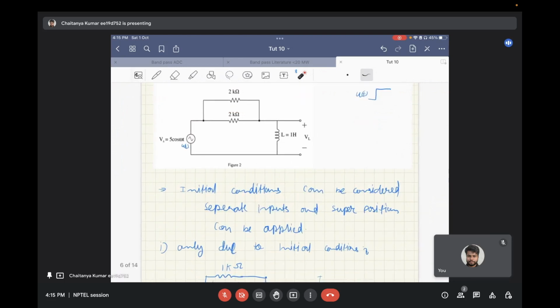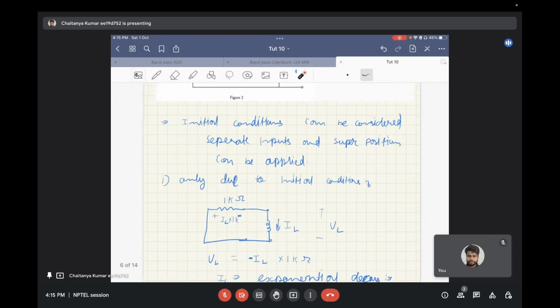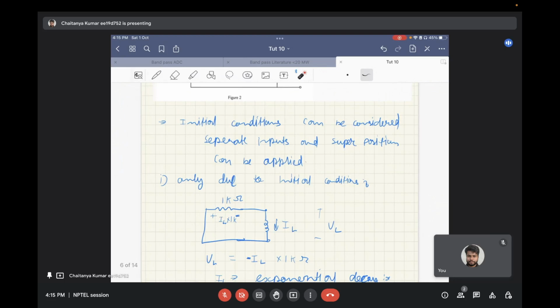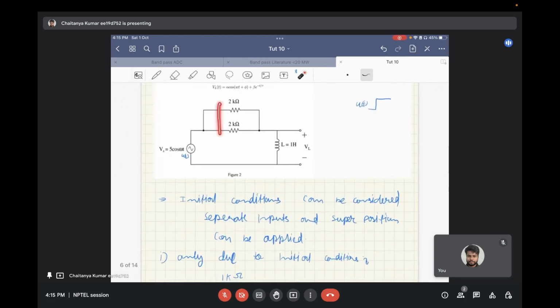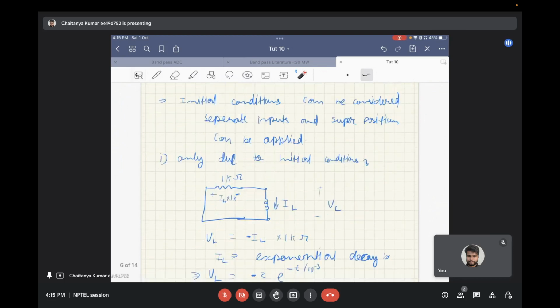So let's consider when no input is applied, that is, there is a short circuit in this branch. In that case, you will get the following circuit. So you have a 2 kilo ohm and 2 kilo ohm in parallel, which comes out to be a 1 kilo ohm resistor. So this 1 kilo ohm resistor is in parallel to an inductor with an initial current.